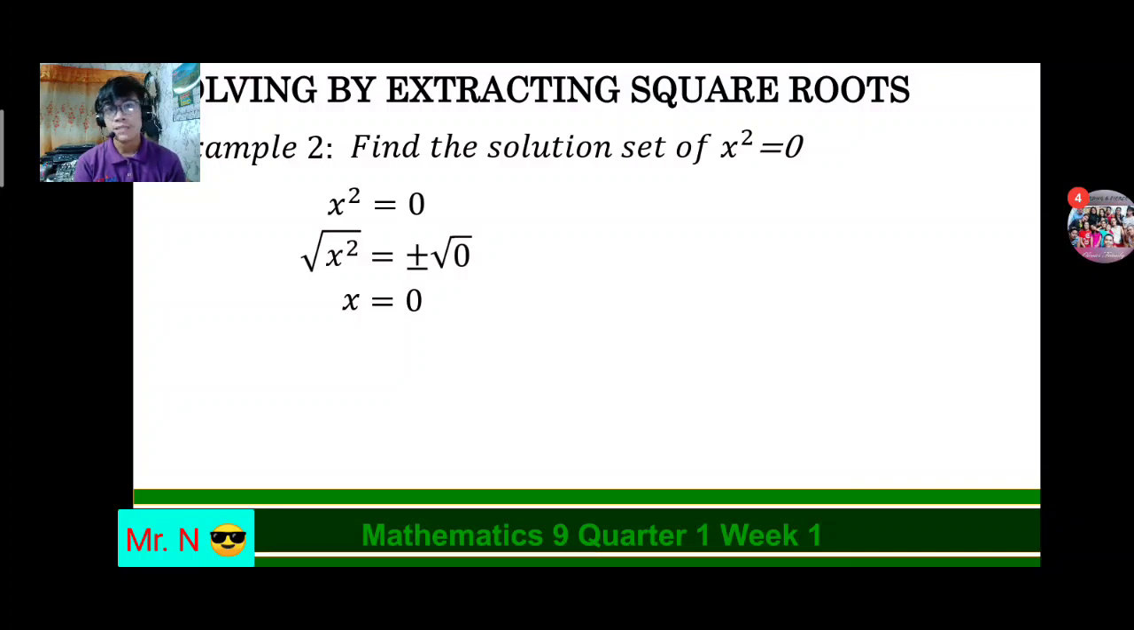It is not positive nor negative. Neutral. Wala siyang sign. Okay? Kaya nga, di ba, kung mapansin nyo, sa number line, nasa gitna siya. Wala siyang sign. So, 0.